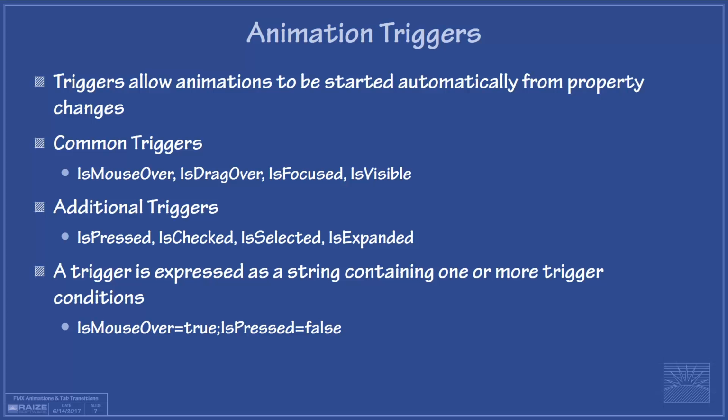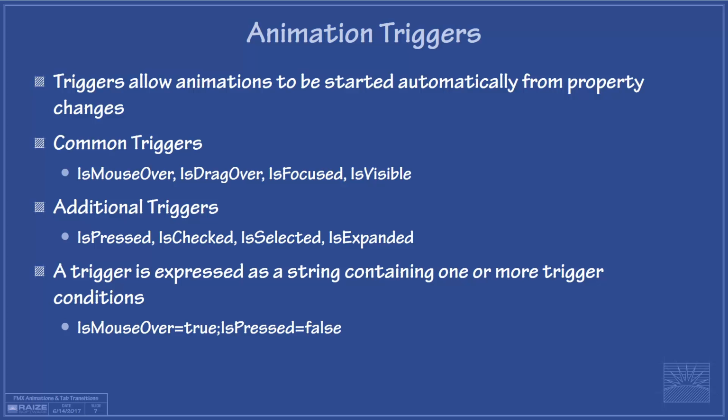Continuing our discussion of the animation classes, one of the couple properties I didn't talk about when we were looking at the base introduction is the animation triggers. And we showed, in the previous examples, how we started the animation by changing the enabled property. Well, you can actually have an animation start automatically by being triggered from some other property change. This is built into the framework. And there are common triggers such as IsMouseOver, IsDragOver, IsFocused, or IsVisible.